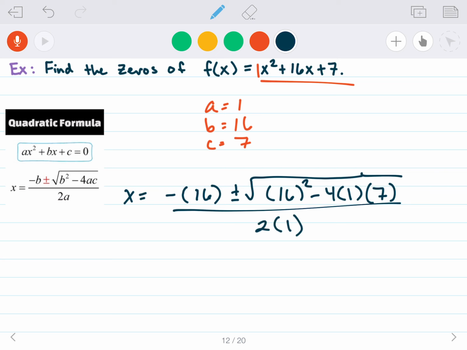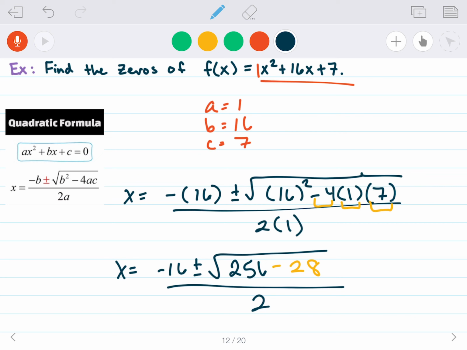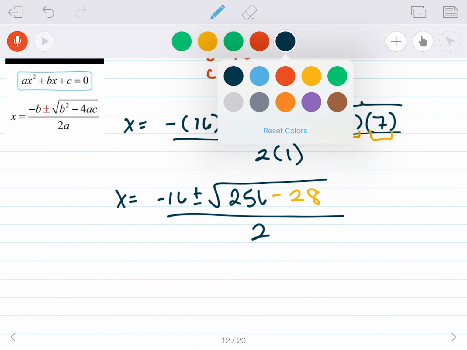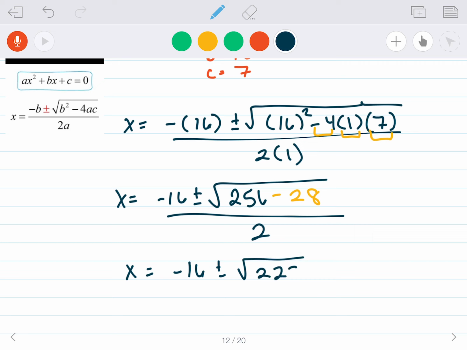Okay, anything I input, I put it in parentheses. All right, cool. So let's go ahead and clean it up. This negative 16, we can just get rid of the parentheses there. 16 squared, I'm going to put it in my calculator to get 256. All right, now don't forget about that negative sign. Negative 4 times positive 1 times positive 7 is going to be a negative 28. And that's all over 2 times 1 is 2. So 256 minus 28, I'm going to get 228. So this is going to give us x equals negative 16 plus or minus root 228 all over 2.